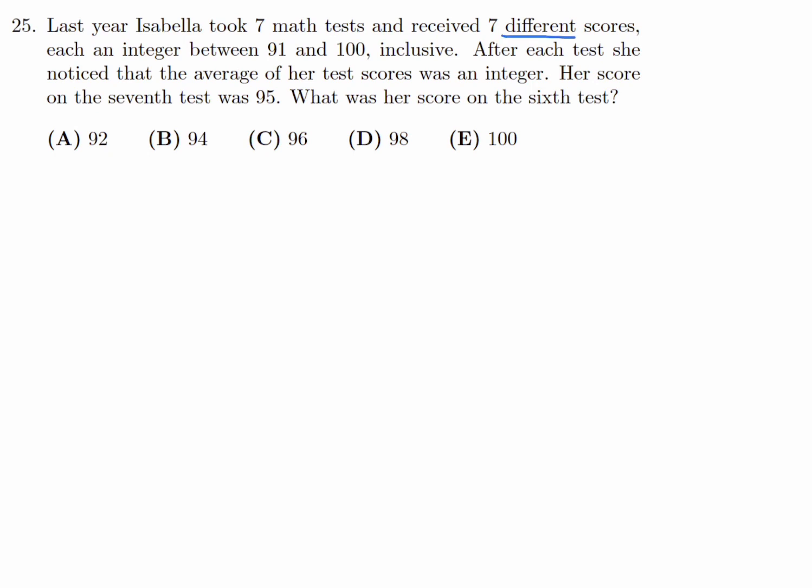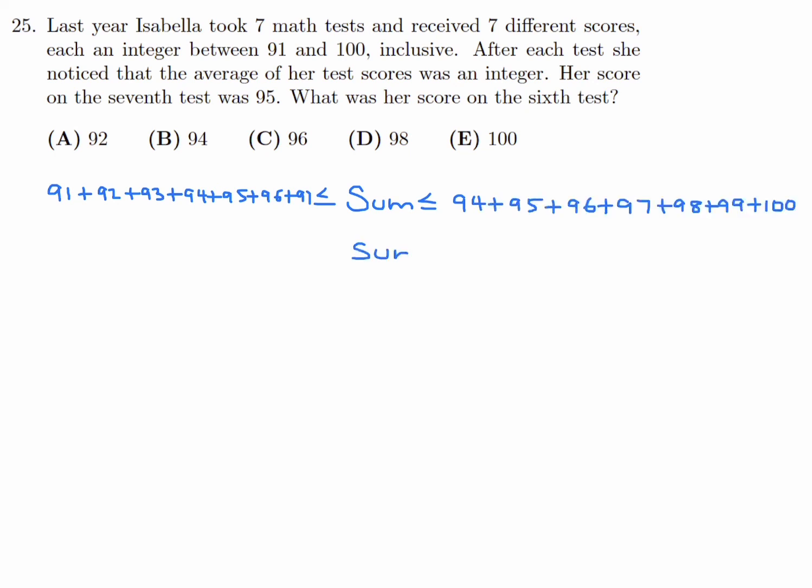All right, there's 7 different scores. So that means the sum of all the 7 scores, the largest it could be and the smallest it could be are as follows: 91 plus 92 plus 93 plus 94 plus 95 plus 96 plus 97. That's the smallest. And then the largest would be 94 plus 95 and so on. So adding these up, the sum is going to be 658 on this side and 679 on this side.